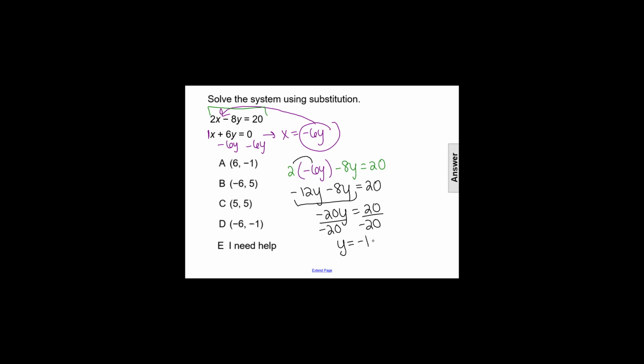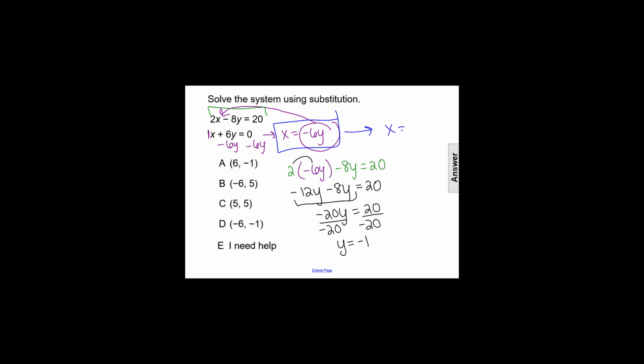Finally, we need to substitute that value for y into either of the equations and solve for x. Now we could substitute it into the original equations, but look at what we've done with that second equation. We've written it as x equals negative 6y. We've written the equation to solve for x. So let's use that form to solve for x.